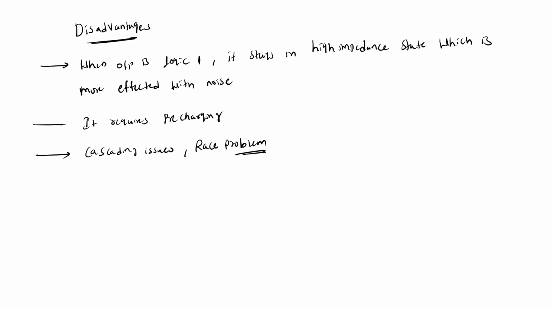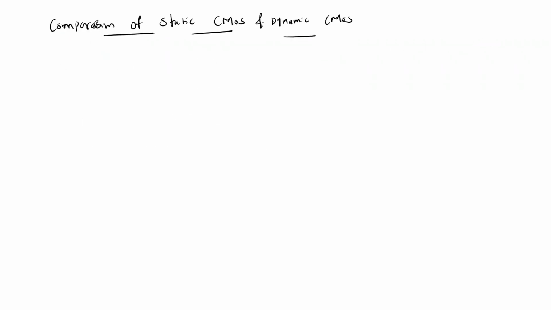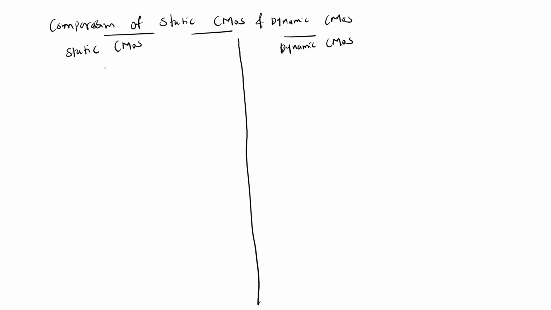These advantages and disadvantages are fine, no? Do you understood? Give response. Yes, sir. Okay. Next. So I need to compare the static CMOS and dynamic CMOS. Okay. So if I want to compare the static CMOS and dynamic CMOS, this is a static CMOS, and next is dynamic CMOS, dynamic CMOS. So static CMOS and dynamic CMOS. So static CMOS and dynamic CMOS.